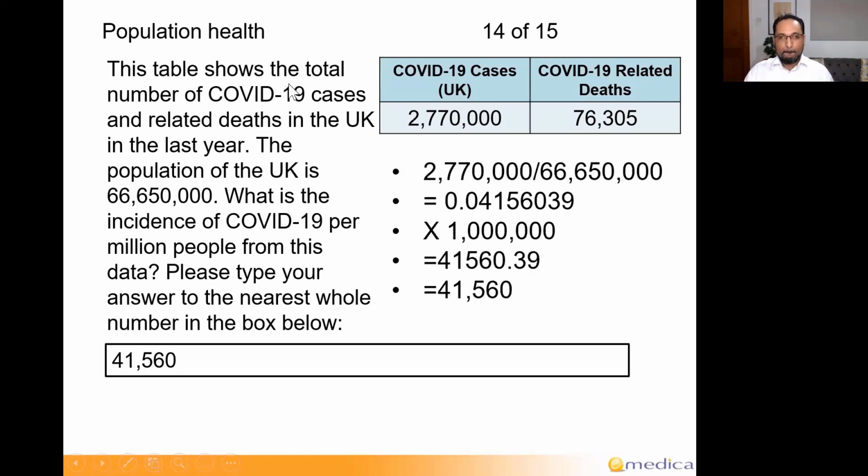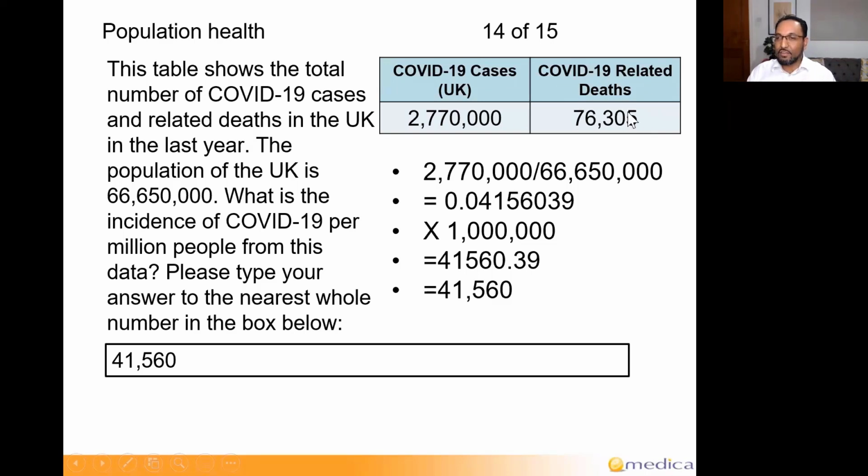So let's do the calculation. The question is about COVID-19 cases in the last year. This is actual data for 2020, because we haven't got a full year's worth of data this year, have we? So there were 2,770,000 cases. And unfortunately, you all know that the figure of deaths has gone up significantly since then, but this is talking about 2020, okay? There were 76,305 deaths. Now, the question's asking about the incidence of COVID-19 per million people. So we don't need to look at the deaths because it's not asking about COVID-related mortality. Although that information is there, it is irrelevant to us.